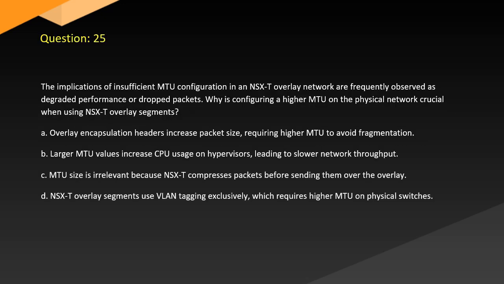Question 25. The implications of insufficient MTU configuration in an NSX-T overlay network are frequently observed as degraded performance or dropped packets. Why is configuring a higher MTU on the physical network crucial when using NSX-T overlay segments? A. Overlay encapsulation headers increase packet size, requiring higher MTU to avoid fragmentation. B. Larger MTU values increase CPU overhead on hypervisors, leading to slower network throughput. C. MTU size is irrelevant because NSX-T compresses packets before sending them over the overlay. D. NSX-T overlay segments use VLAN tagging exclusively, which requires higher MTU on physical switches.